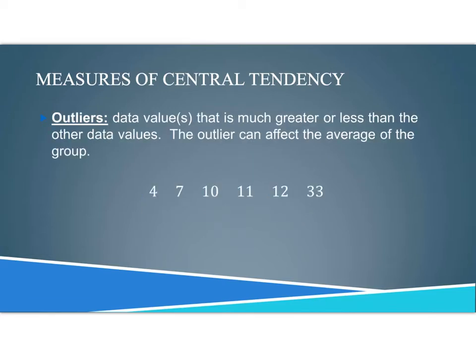Another thing that is sometimes good to look at when you're dealing with data points is what we call an outlier. An outlier is a data value or values that is much greater than or less than the other data values. The reason this is important to look at is because sometimes outliers can affect the average, or the mean, of your group.